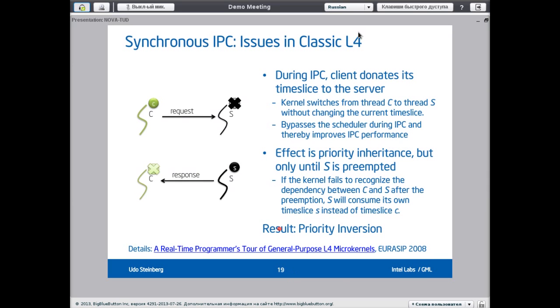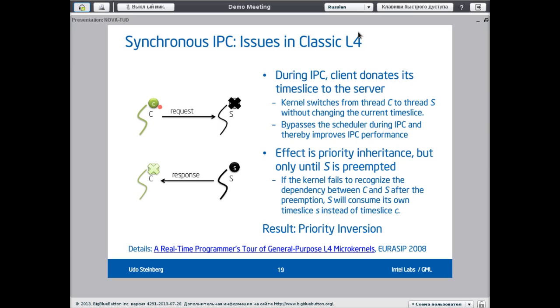So let's talk about one of the defects that were present in classic microkernels in synchronous IPC. In L4, for example, you can have a scenario where a client with a scheduling context calls a server, and in L4, servers also have scheduling context. And the client sends a request to the server, and the server now executes on behalf of the client with the client's time slice. And that works quite well because the server inherits the priority of the client. It uses the time of the client, but it only works until the whole scenario is preempted.